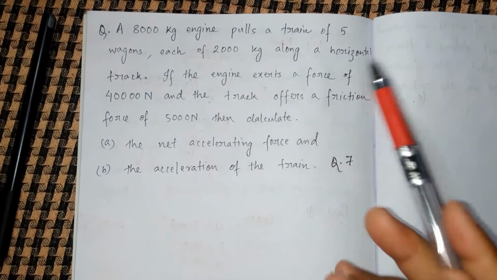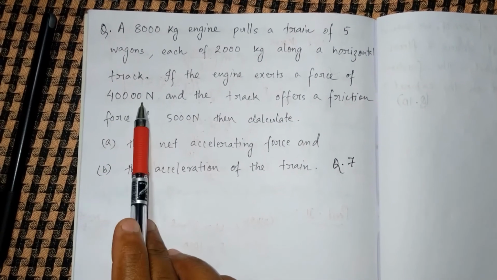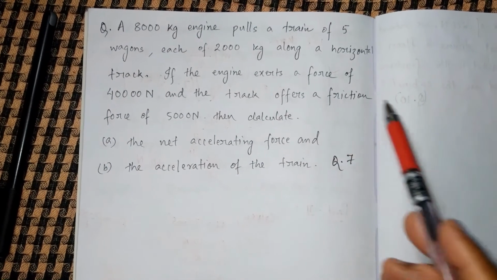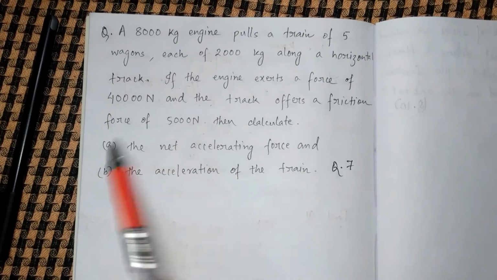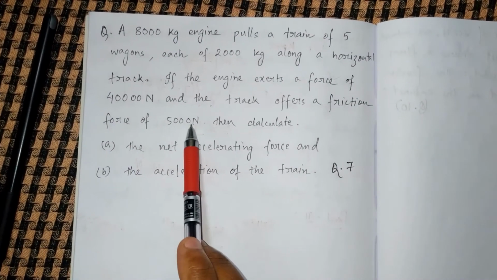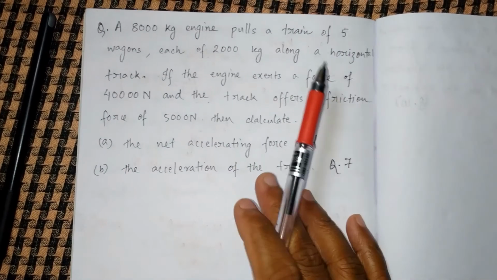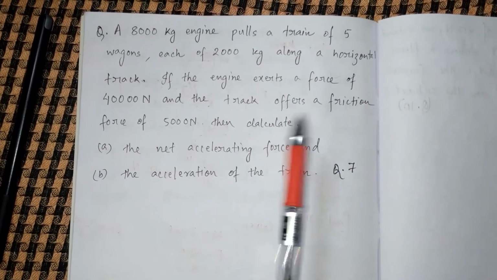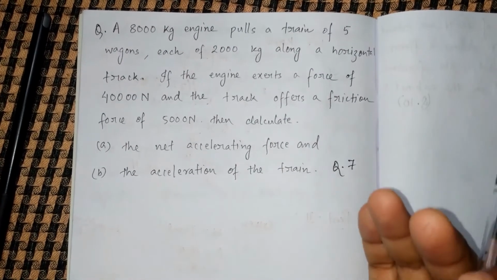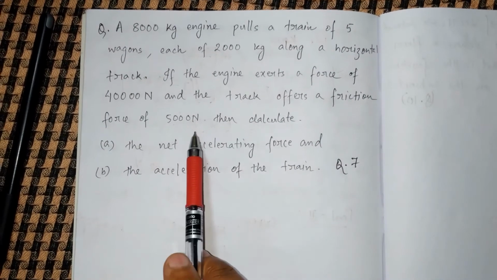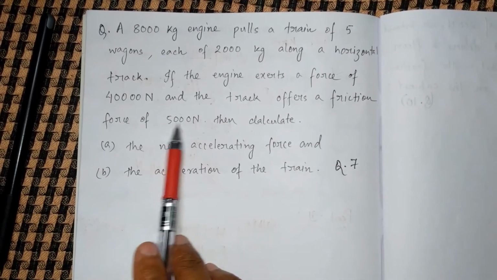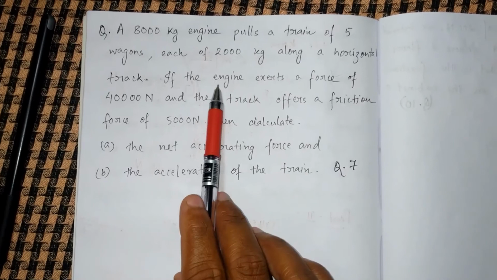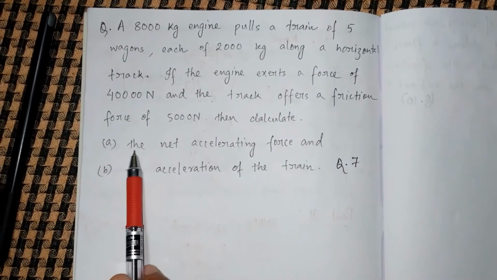So they are moving, and it is said that the engine which is of 8,000 kg is exerting a force of 40,000 Newton, and due to the friction, the frictional force is 5,000 Newton, okay. As we know about friction, it is the opposite force that an object feels when it moves, okay. So 5,000 Newton is the frictional force and 40,000 Newton is the force that the engine is exerting. So firstly we need to find the net accelerating force.